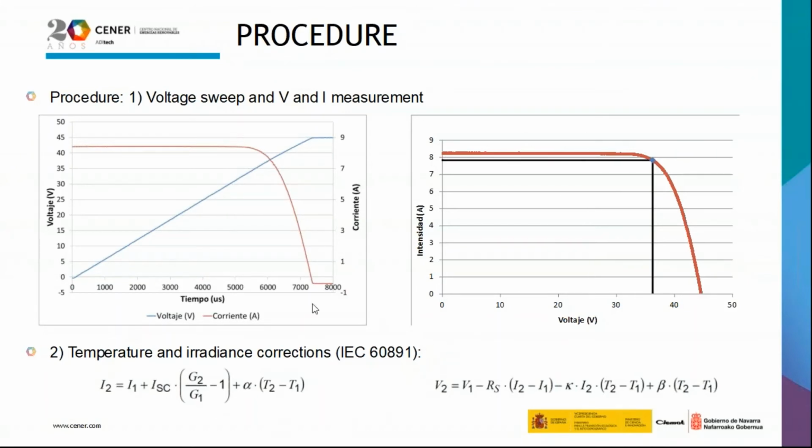Afterwards, you need to do some temperature and irradiance corrections in case you want to give the results at some different conditions, for example, STC. You need some parameters here. You need the temperature coefficients. You need the series resistance. In this standard, there are several procedures described.